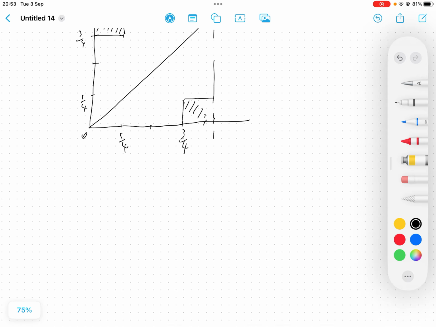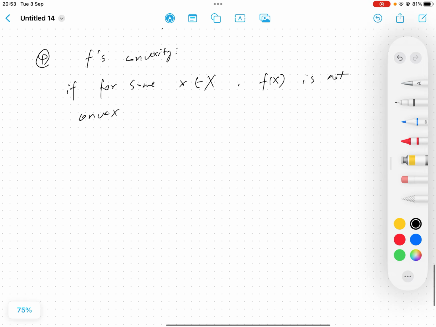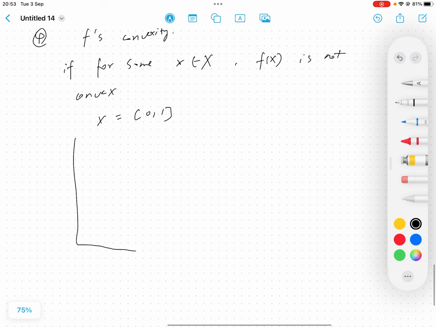Then we also have some conditions to violate for the f, for the correspondence. So now we look at f's convexity. That is something that we're going to violate. So if for some x in the set x, the correspondence fx is not convex. So let's say x is between 0 and 1. All right, so the picture looks like this.